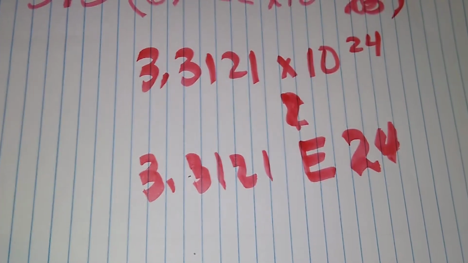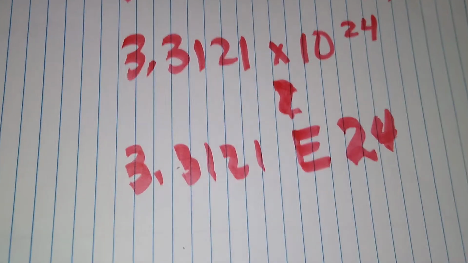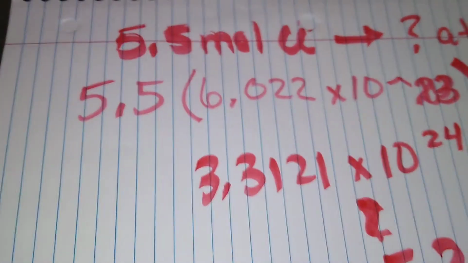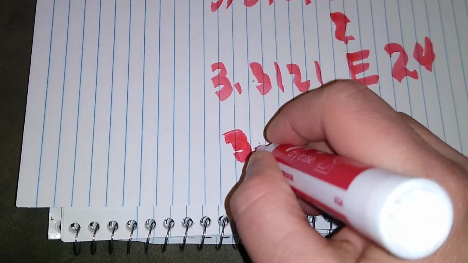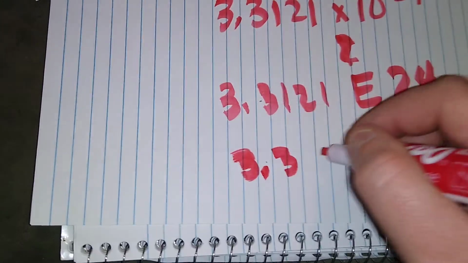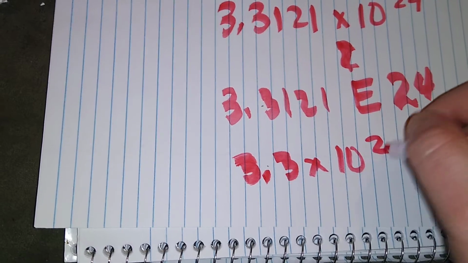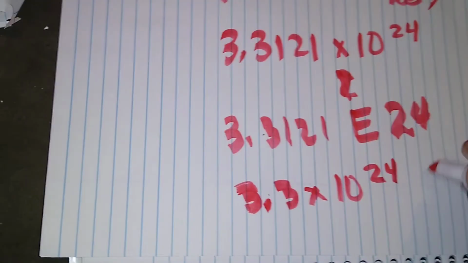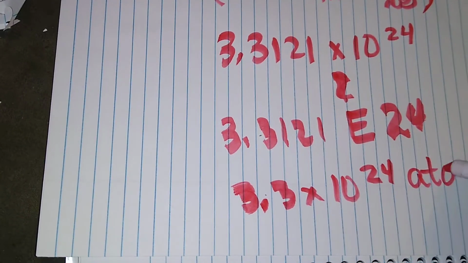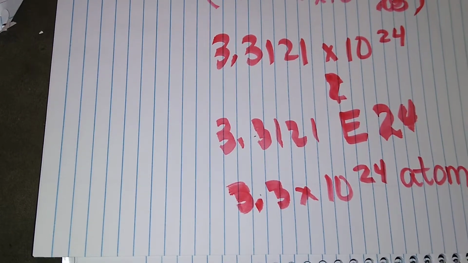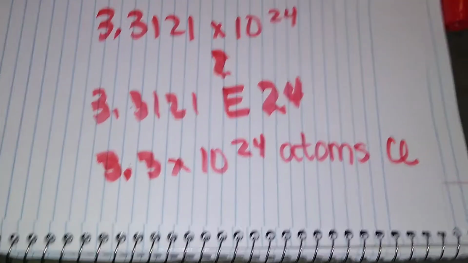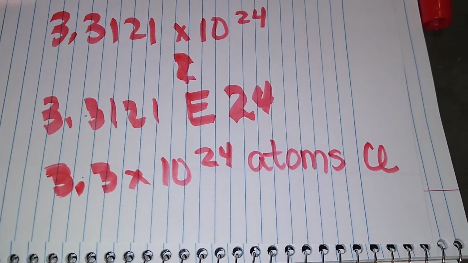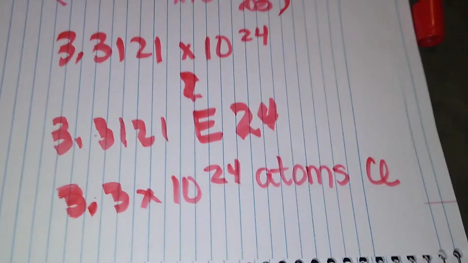Now, you guys understand how to round. Using sig figs, we should have 2 sig figs because that's what we started with. So we are going to end up with 3.3 times 10 to the 24th power, and this is atoms of chlorine. That would be our final answer. All right, next.